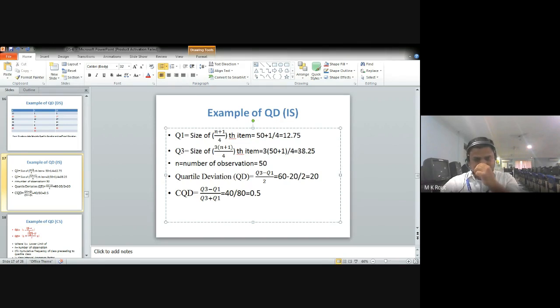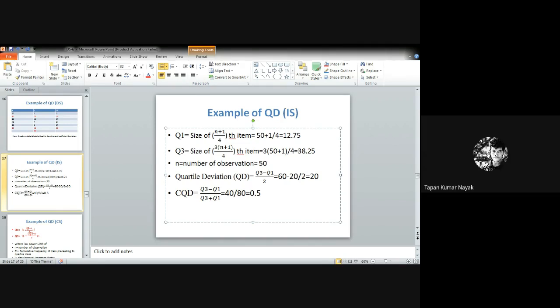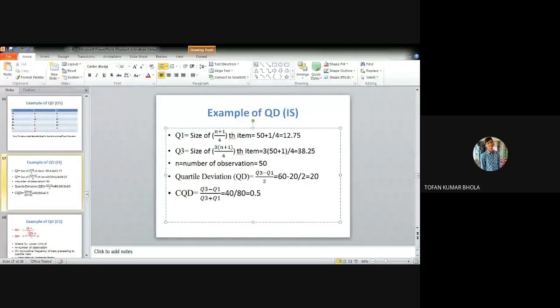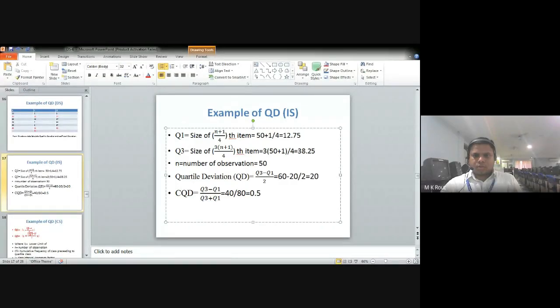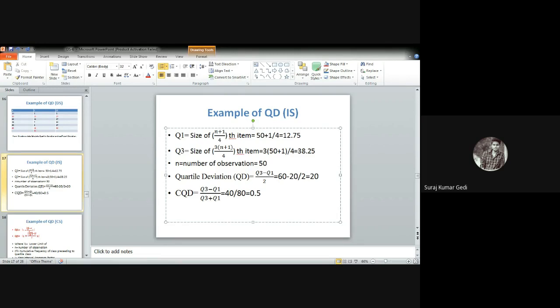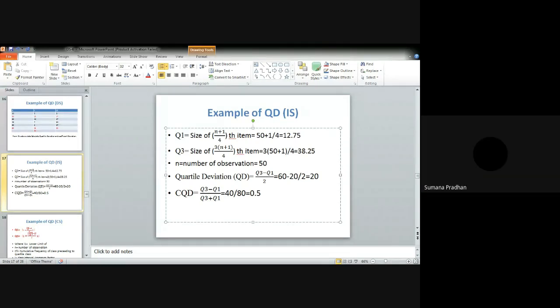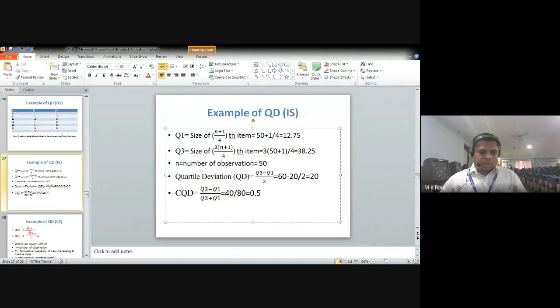Tapan Kumar Naik. Yes, sir. It's 20 and 0.5. Okay, good. Sushil Sahu. Surya Datta Subham, what is your answer? Oh, you have already told. Suraj Kumar Gedi. Yes, sir, 20 and 0.5. Okay, good. Next is Suman Pradhan. Sir, 20 and 0.5. Suhana Patnaik, you have already done. Yes, sir. It's 20 and 0.5. Okay, good. Move to the next one.